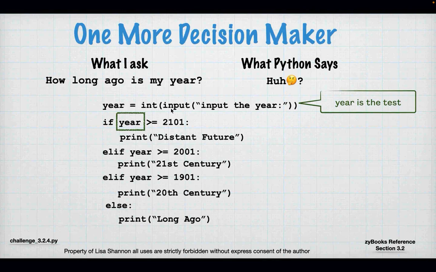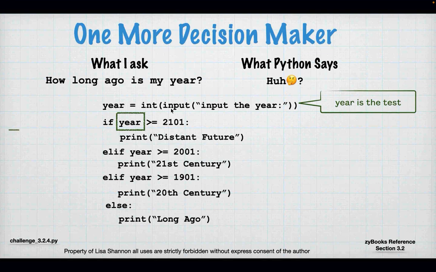So here's my fast code because you didn't need to watch me type it. If my year is greater than or equal to 2101, it's off in the distant future. Else if, because this is what we're using now, we're using elif, I want a series of related questions. But I only want one answer. So the way these questions are structured is that there will only ever be one answer. All of these are using the same test variable. That's what makes them related.